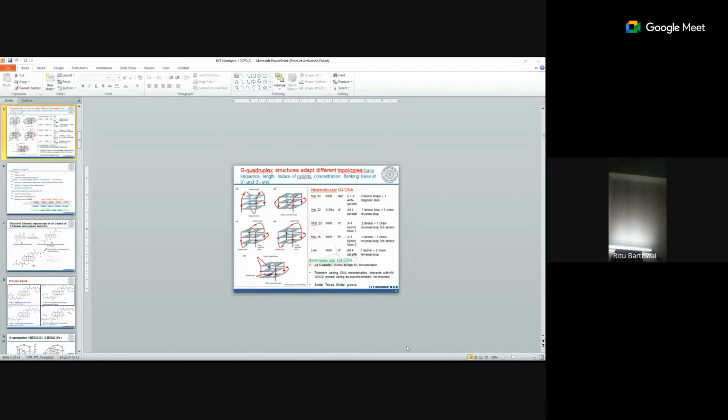So this is actually a part of the human telomeric DNA sequence, which I have shown you. This is a part of the C-MYC oncogene that I have shown you. Coming to slide number 7.